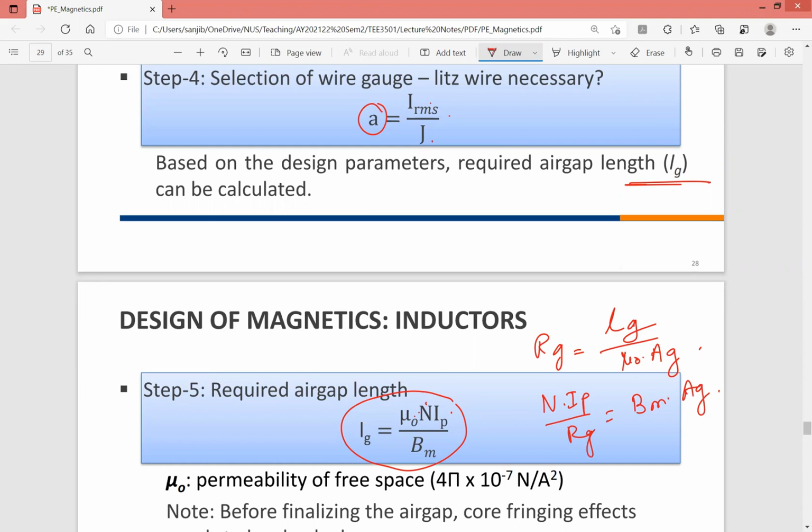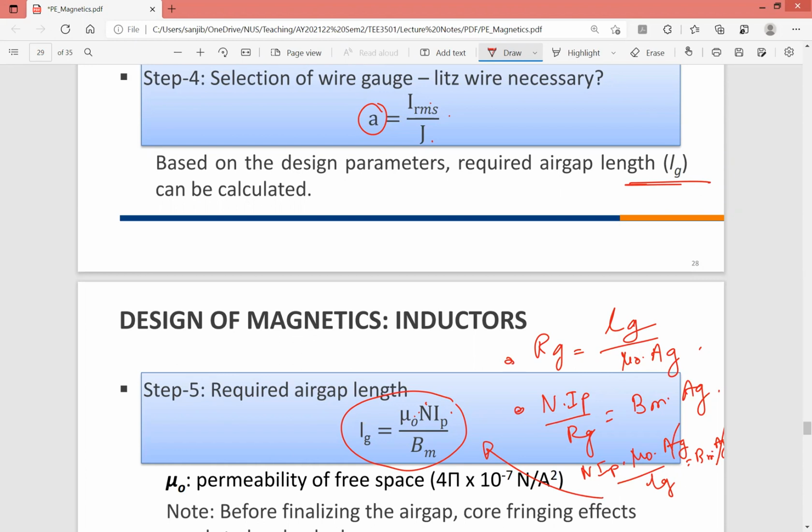So if I do this division, you can find the formula: N IP over Rg, that is N IP mu naught times Ag over Lg, equals Bm times Ag. Ag will cancel here, and Lg will become this formula. So these are the steps if you are curious. But as a designer, probably just remember this formula and you find what should be the length of the air gap.